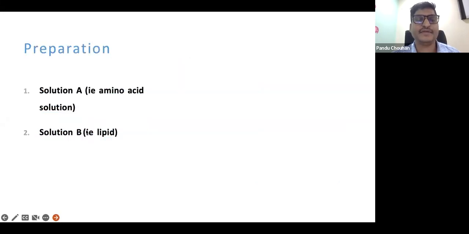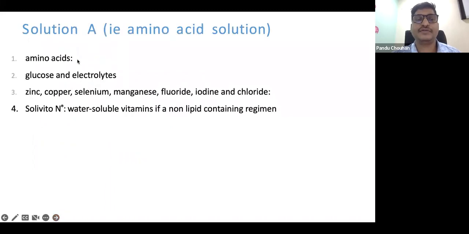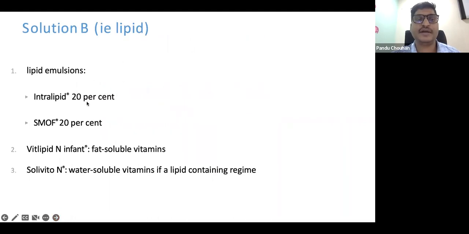For preparation, we prepare solution A and solution B. Solution A will contain amino acids and glucose solution. Solution B will be the lipid solution. Solution A can have amino acid and glucose, and also contain trace elements as well as water soluble vitamins. Solution B contains lipid plus fat soluble vitamins. It can also contain water soluble vitamins as well.